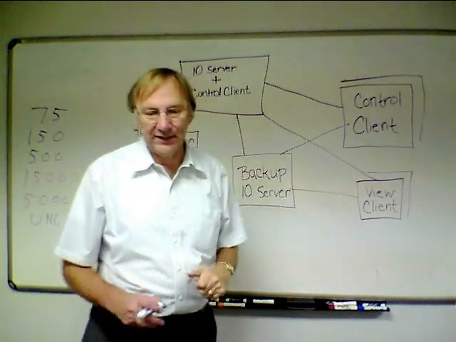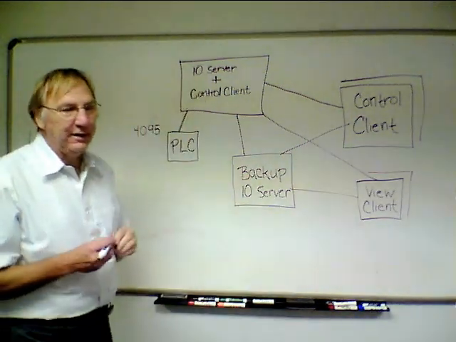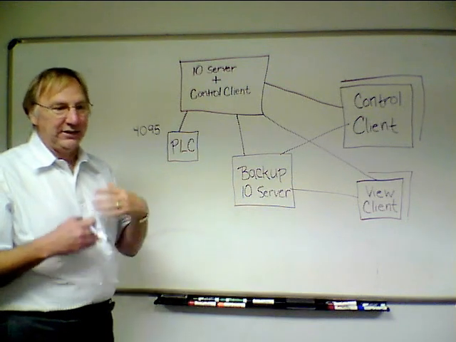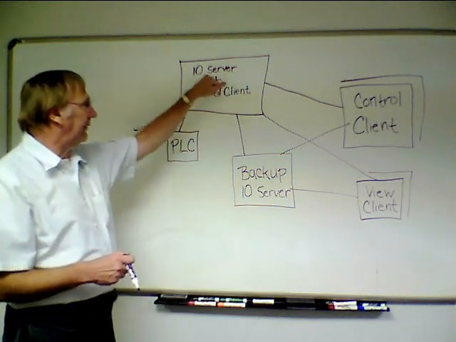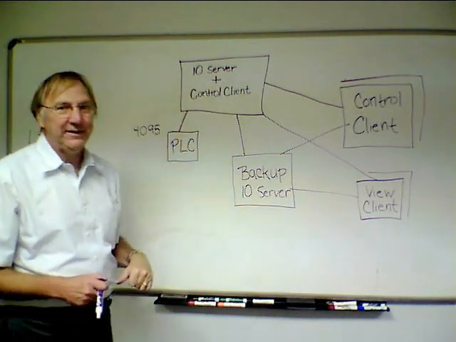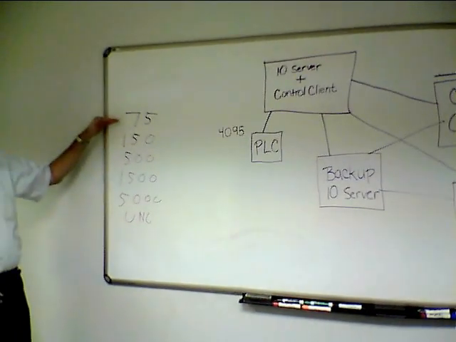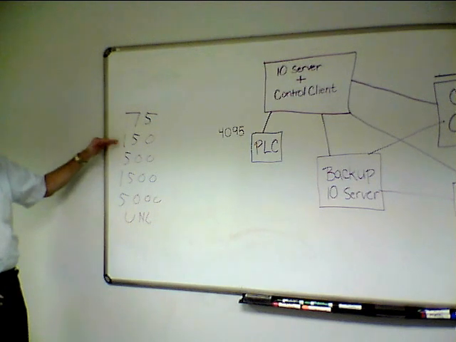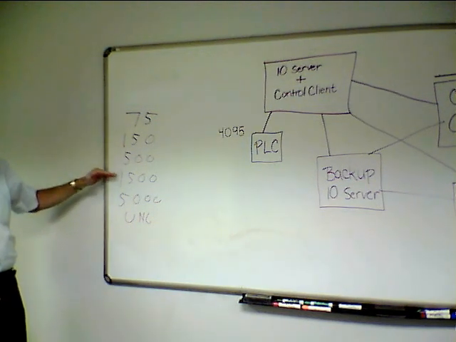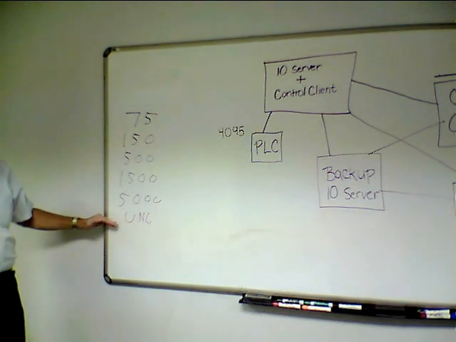Now, when we sell CitectSCADA, we sell it in point counts. A point is a piece of information going from the I/O server to the PLC. And if we come over here, this is our typical license count: 75, 150, 500, 1,500, 5,000, and unlimited.